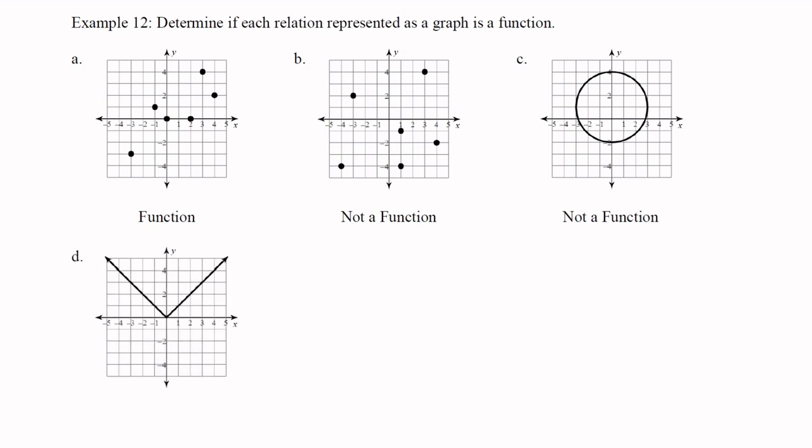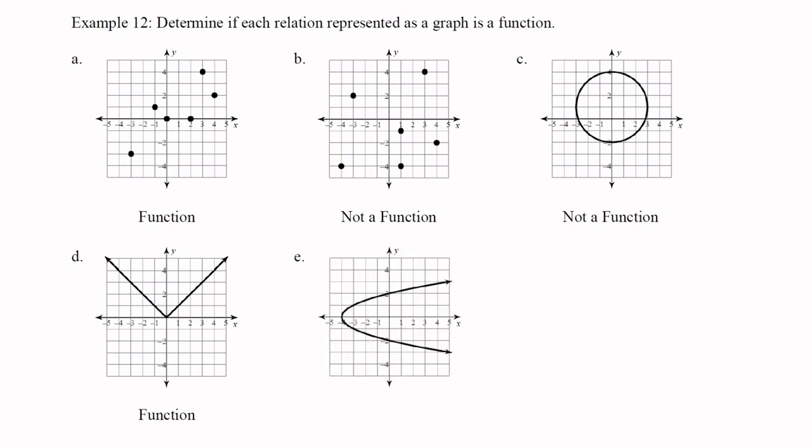For D, if we pass a pencil from left to right, that line crosses the pencil no more than one time all the way through. So this is a function. At E, if we place a pencil and drag it from left to right, there are many places where we're going to have that line crossing our pencil twice. So it is not a function.